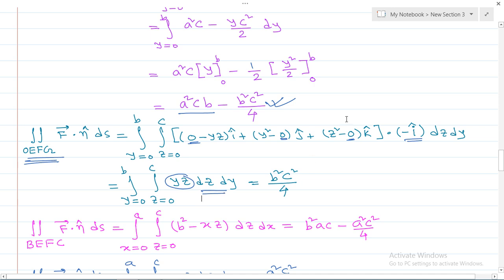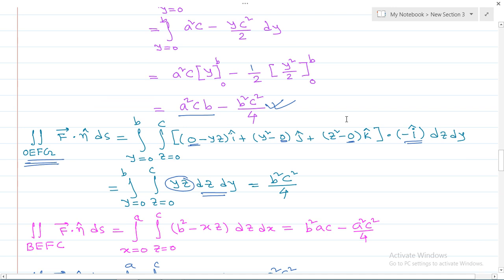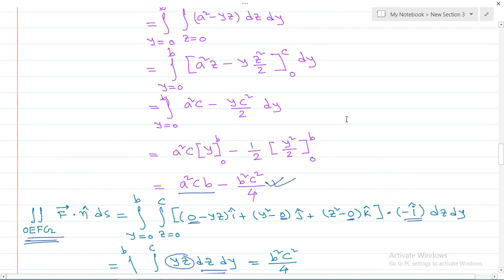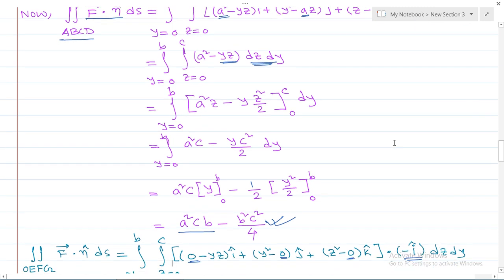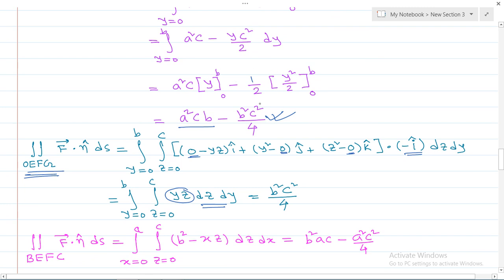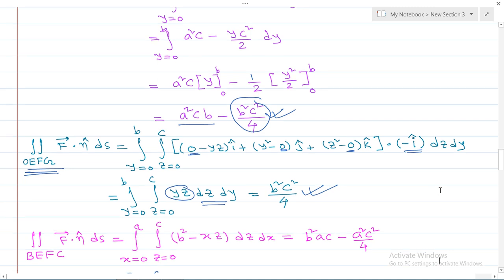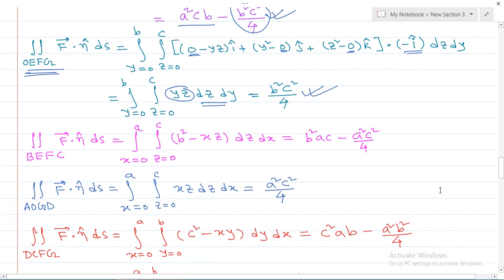If you notice, for the previous integration we already have one part here, that is yz dz dy. For yz dz dy we have calculated, and the result we are getting here is b square c square upon 4. This part is coming from the yz integration. So definitely this result is going to be b square c square by 4. You can do this step jump, no problem, if your calculations are correct.